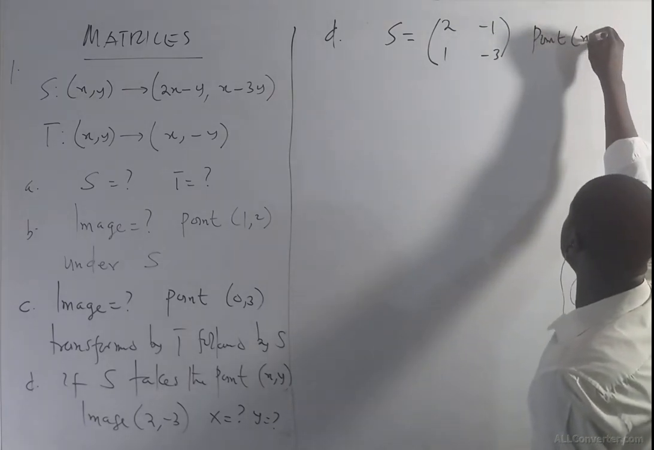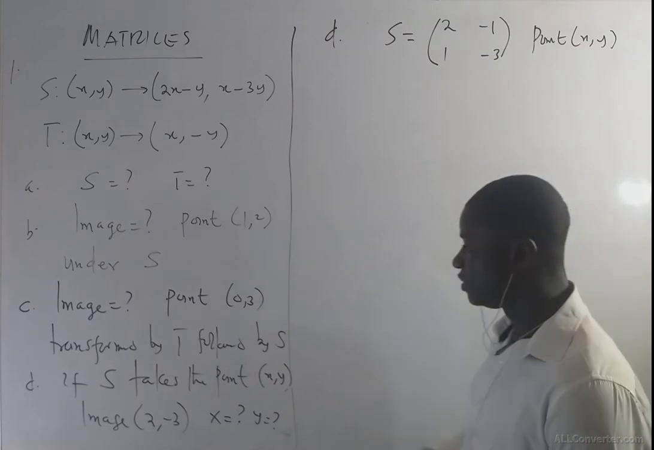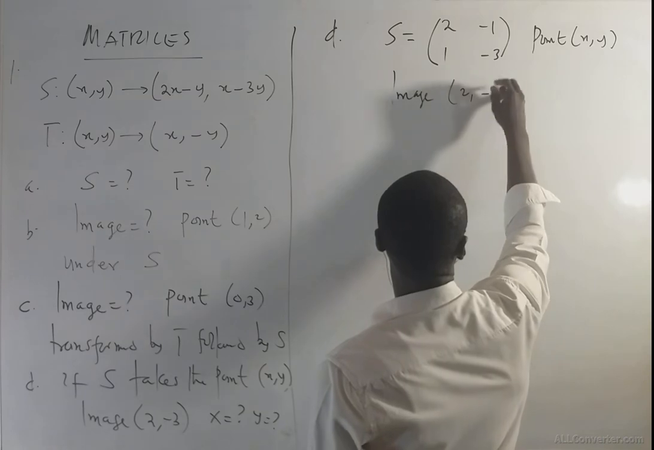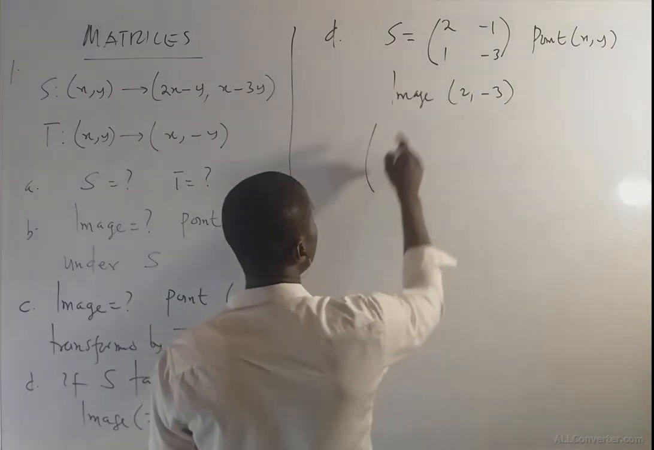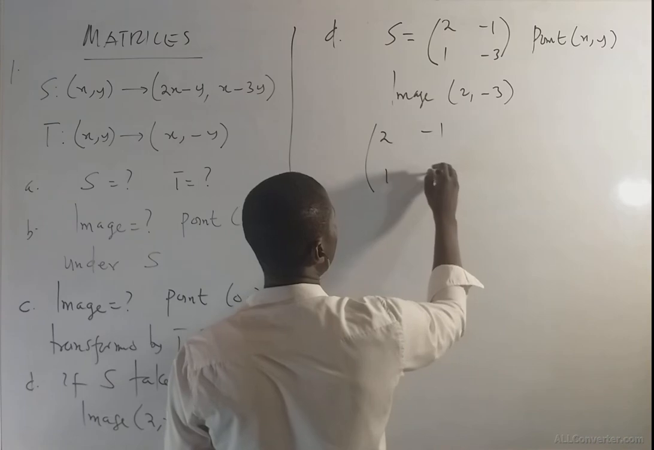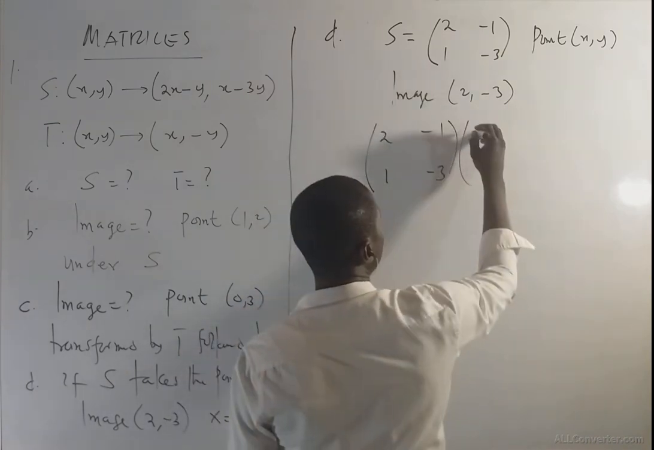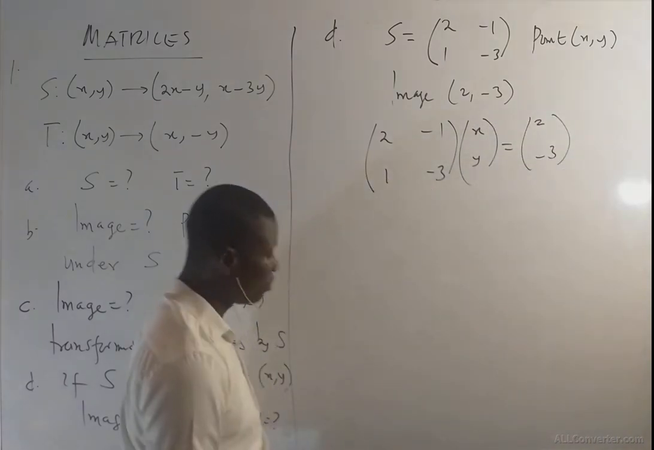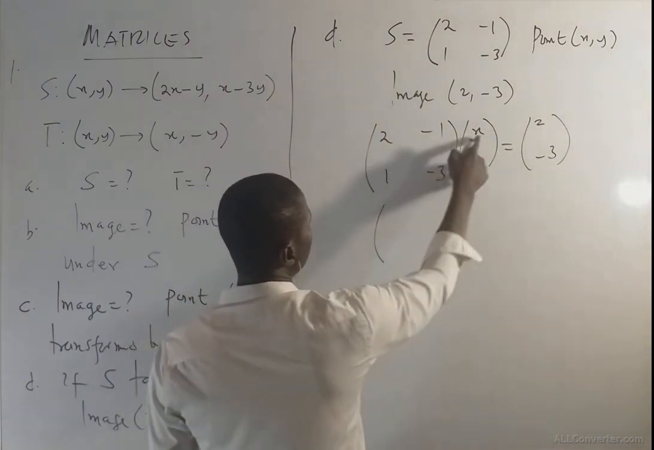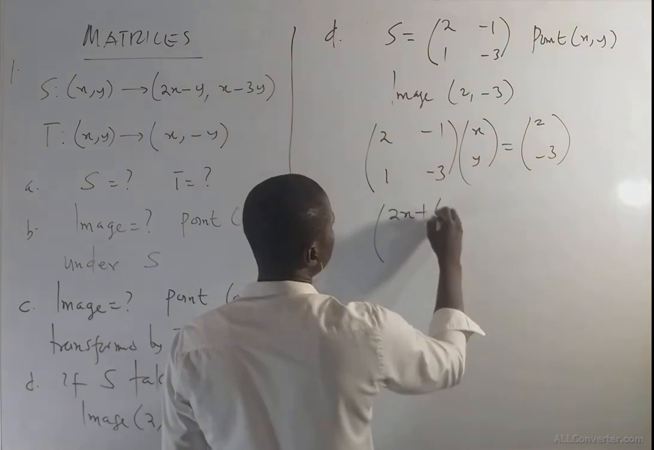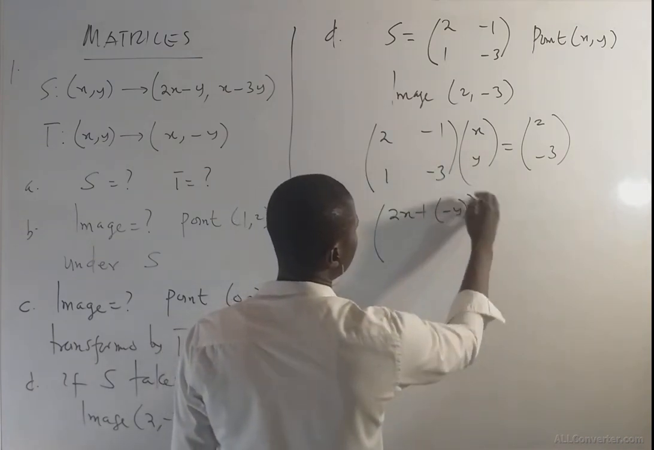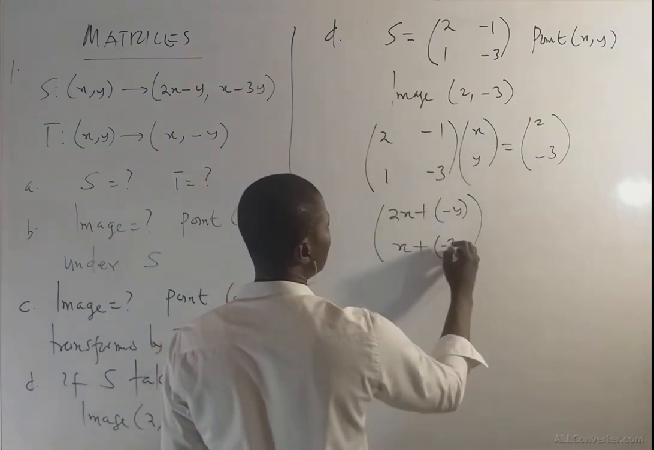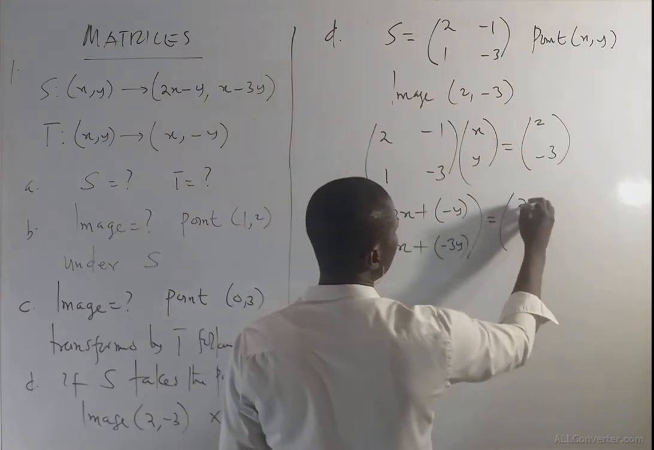So if S takes the point (x, y), we are given the point to be (x, y), and the image is (2, -3). So the image is (2, -3). Okay, so if you have to find the point, you know that when you multiply the matrix [2, -1; 1, -3] by the point (x, y), it is equal to the image, that is (2, -3). Okay, so we multiply. Now we have 2 times x, that is 2x, plus -1 times y is minus y. 1 times x gives us x, plus -3 times y is minus 3y. And this will be equal to (2, -3).